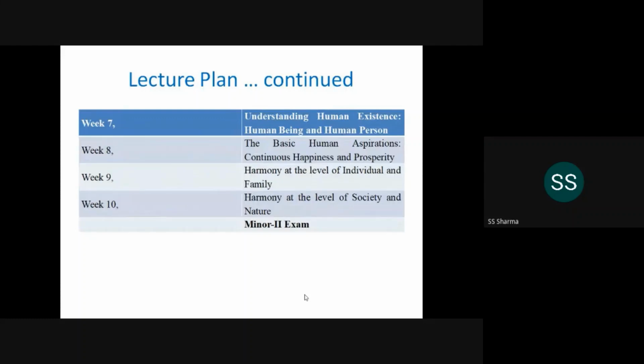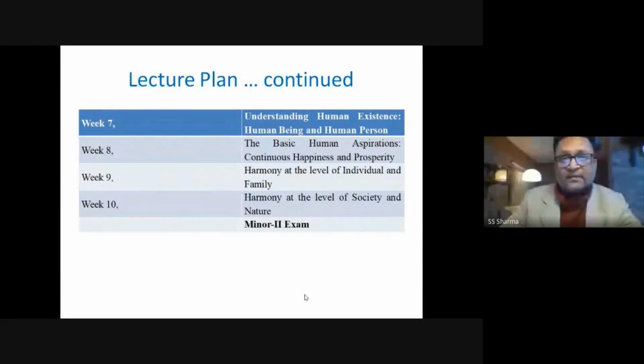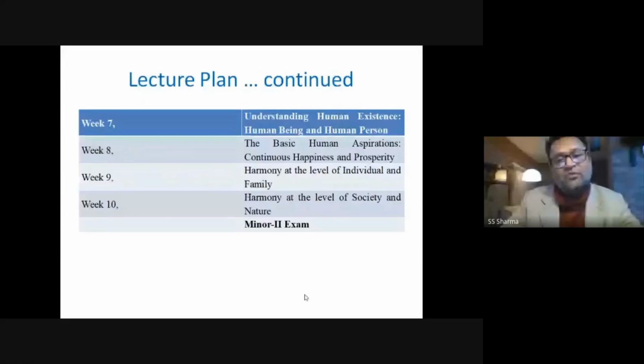In week 7 of this course, we will be discussing human being and human person, that is, human existence. Also, we will be discussing the basic human aspirations like happiness and prosperity, because both of these are very important for us, and mostly we do not understand the difference between them, or we are bewildered with certain understandings which are not exactly what we require.